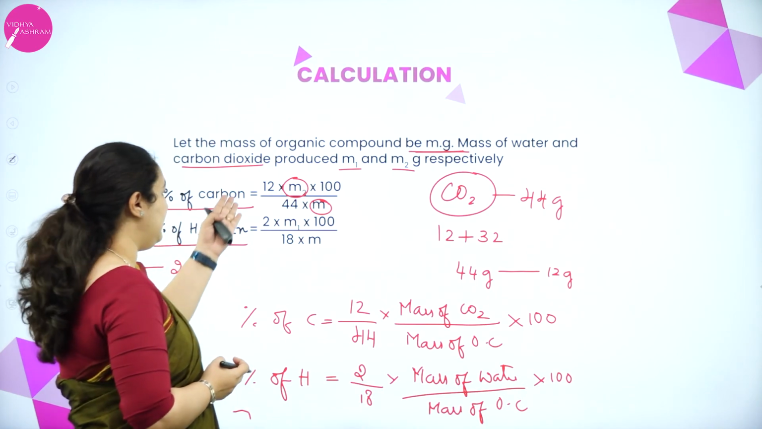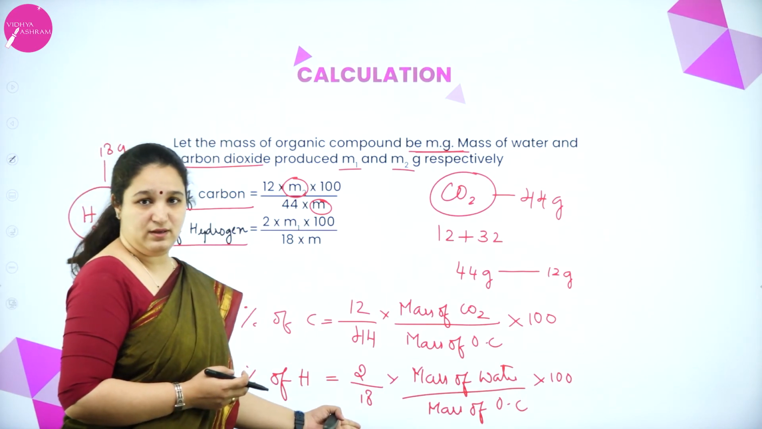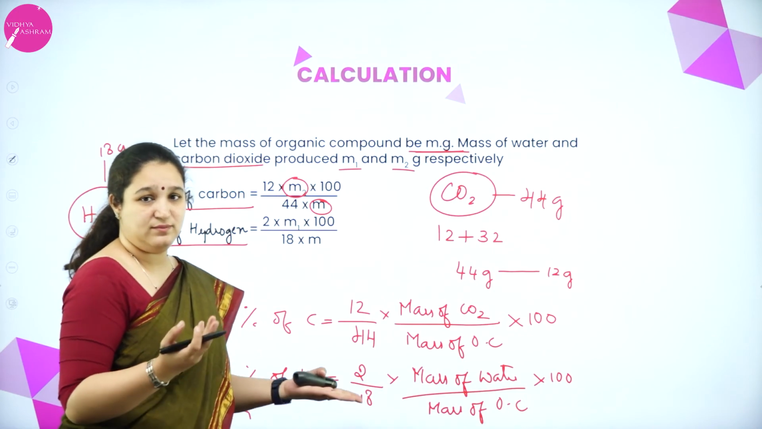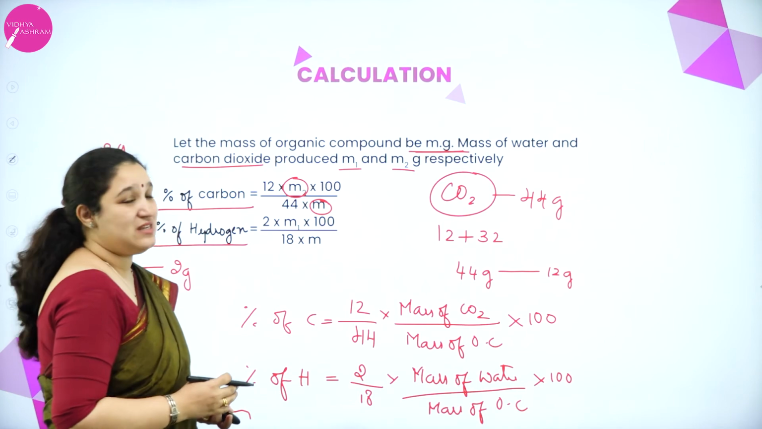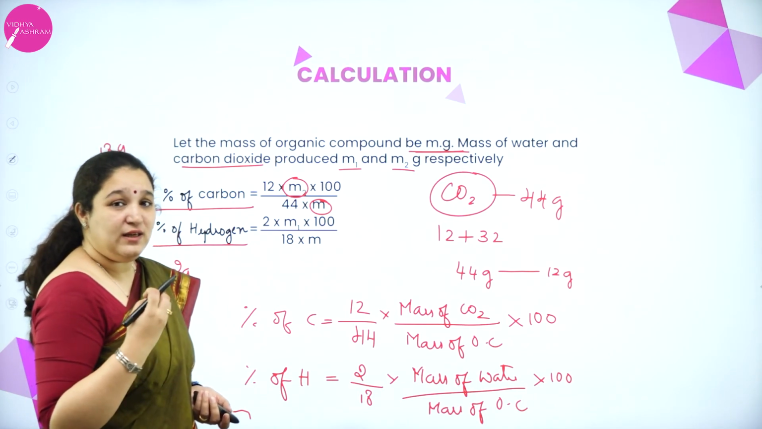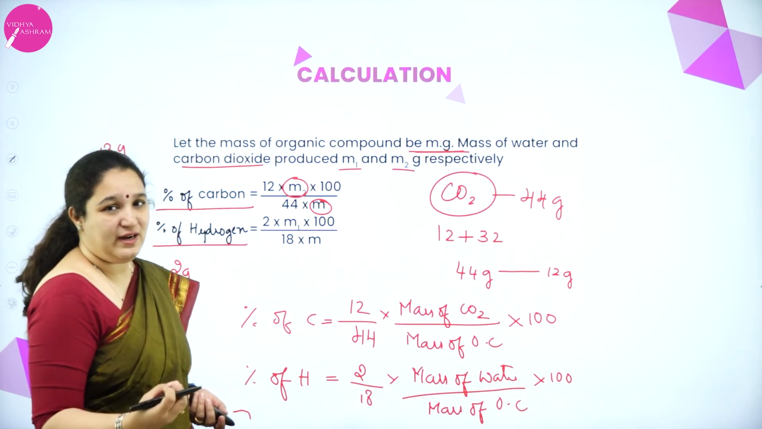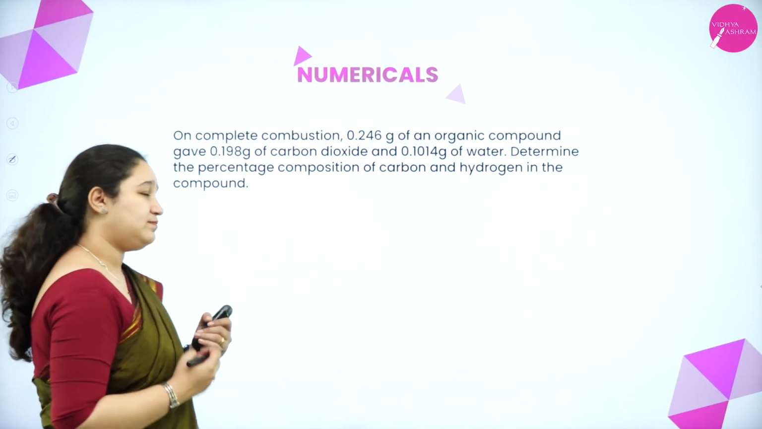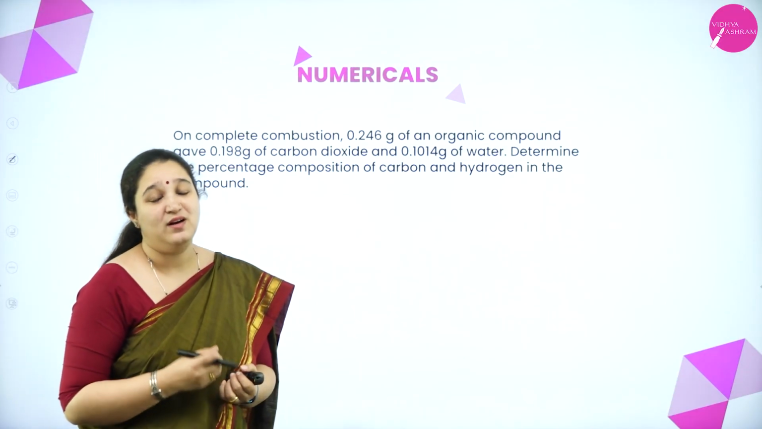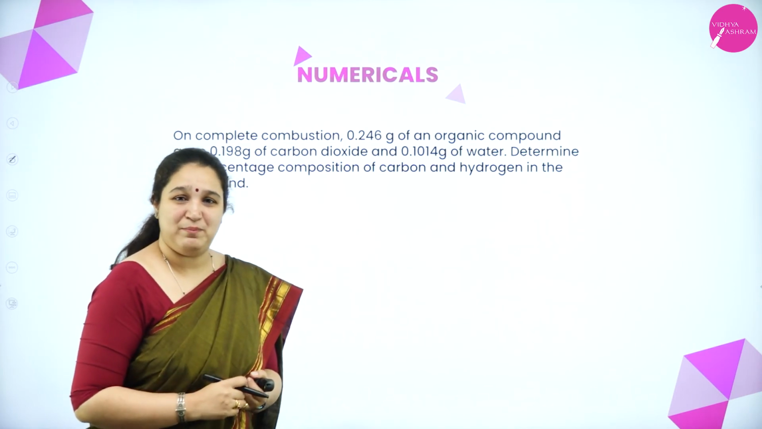You can either learn it directly like this, or you can learn the formula like this. It's left up to you. So this is the way we calculate the percentage of carbon and hydrogen in an organic compound. Next, we'll do a numerical based on Liebig's method.